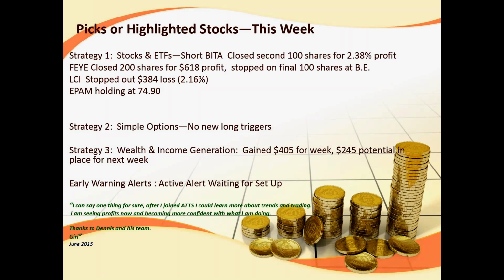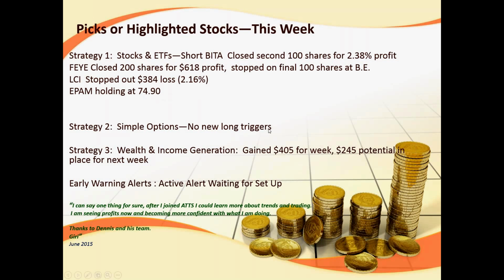We did that. LCI, we got stopped out of that for about a $384 loss, a 2.16% loss. That's what I'm taking. When I do have a loss, if I can keep it between 2.16 and 3% in this kind of market, I'm very pleased with that. In EPAM, we are holding for hopefully an earnings run. We're in at about 74.95, and it's just holding right there, at least it was when I wrote this. I'll have to check the charts after we're done.